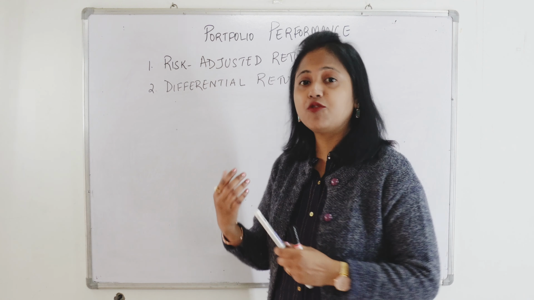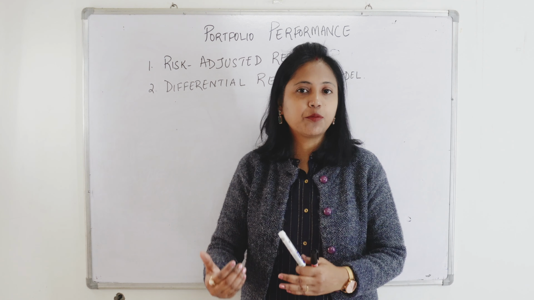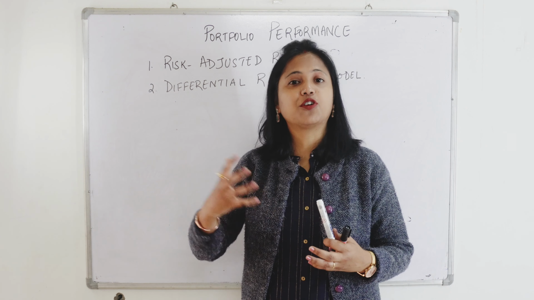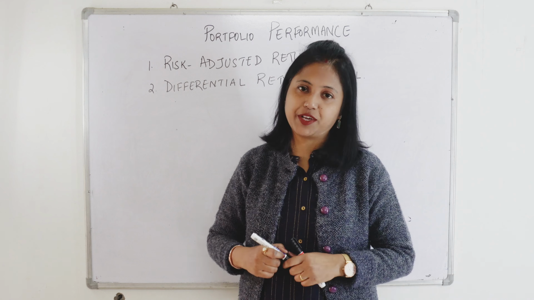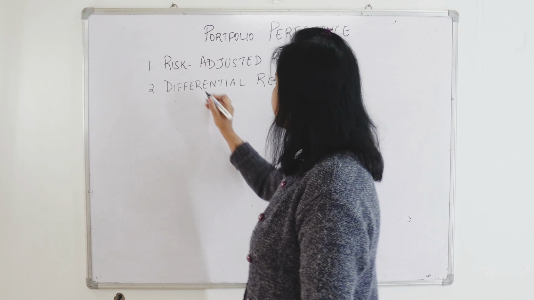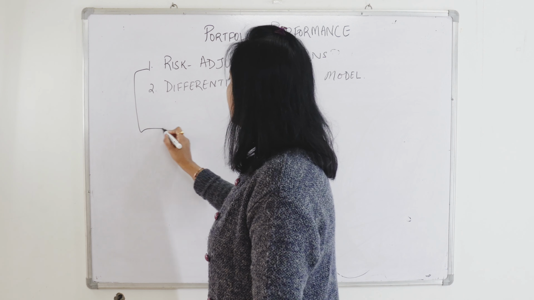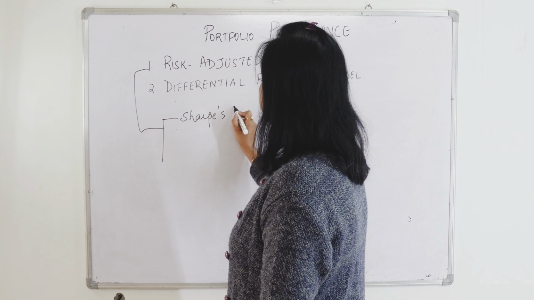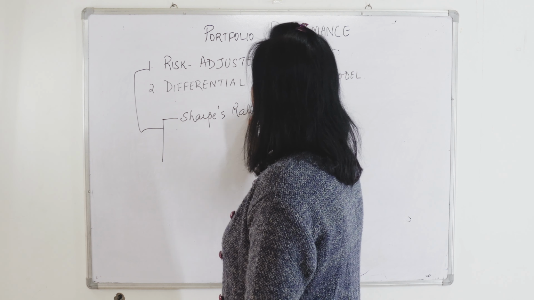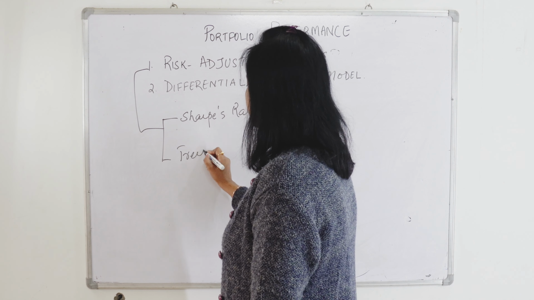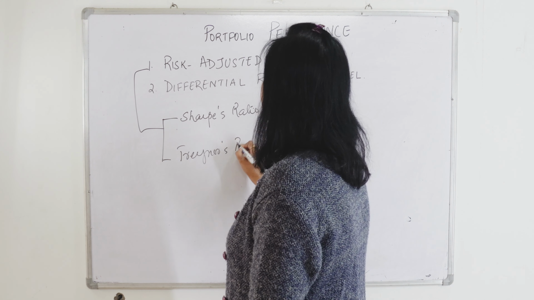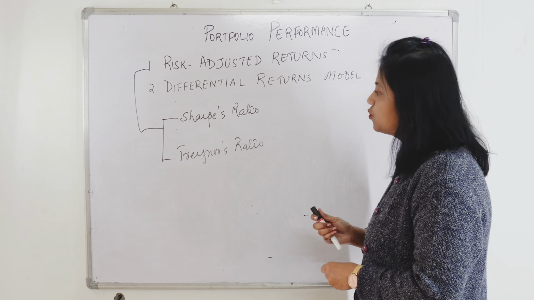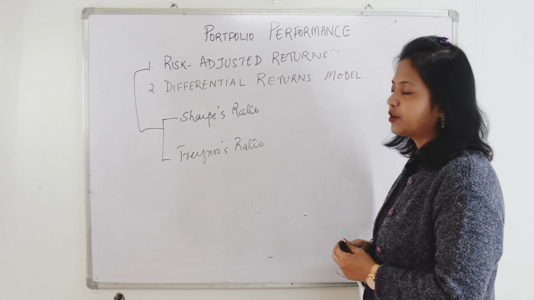Now friends, as I have already told you, whenever we are investing in a portfolio, our idea is that we should get more and more returns for the amount of risk that we have taken. So friends, here under the risk adjusted technique, we have two measures. One is the Sharpe's ratio, and the other one is the Treynor's ratio. So friends, we will see what these two ratios are and how they can be useful in deciding the performance of a portfolio.